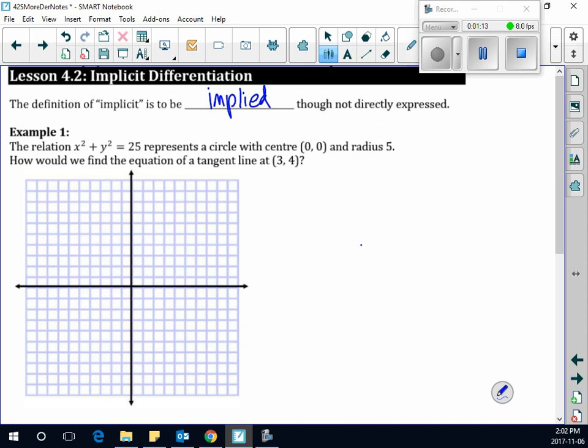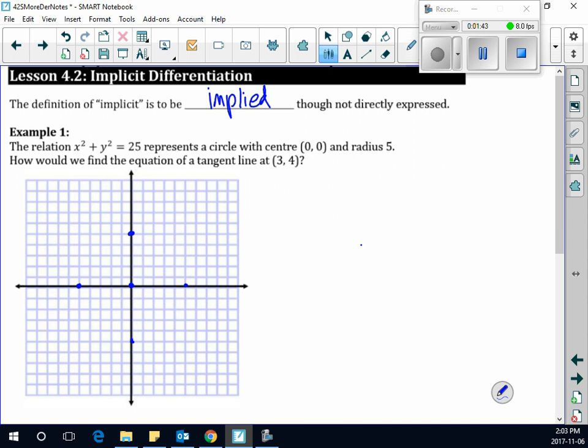So what's the difference now? The radius is 5, actually. So the center is at (0, 0), and we're going 5 to the right: 1, 2, 3, 4, 5. 5 up for the radius: 1, 2, 3, 4, 5. 5 to the left: 1, 2, 3, 4, 5. And down 1, 2, 3, 4, 5. And we're making a nice circle.